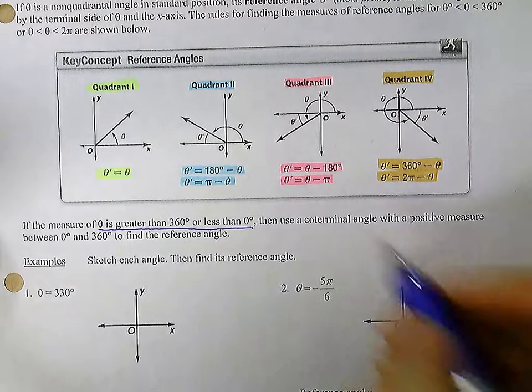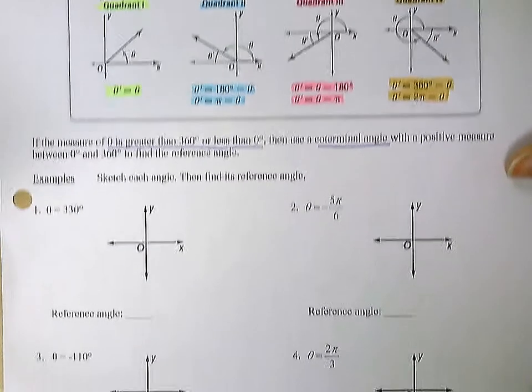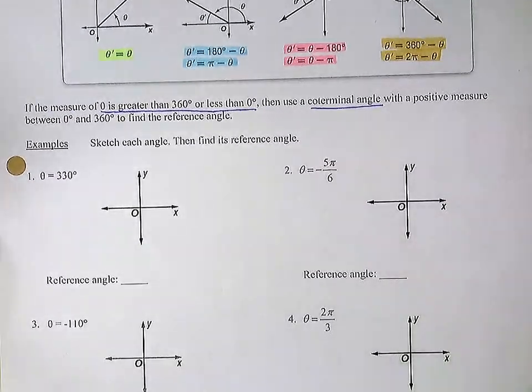then you have to use a coterminal angle with a positive measure between 0 and 360 degrees in order to find the reference angle. So we did find coterminal angles before, that week before break. That's when we added or subtracted 360 from our original. So we will have to do that if it is greater than 360 or less than 0. So we do have a few examples below here. First thing we want to do is sketch the angle so we know which quadrant it's in, and then we can find the reference angle.